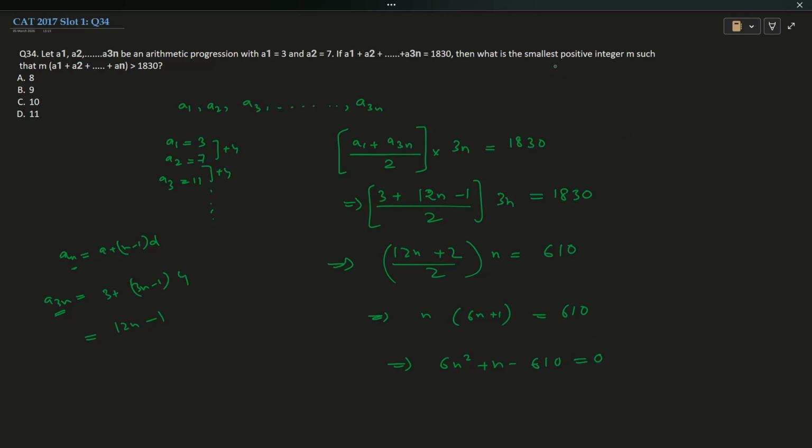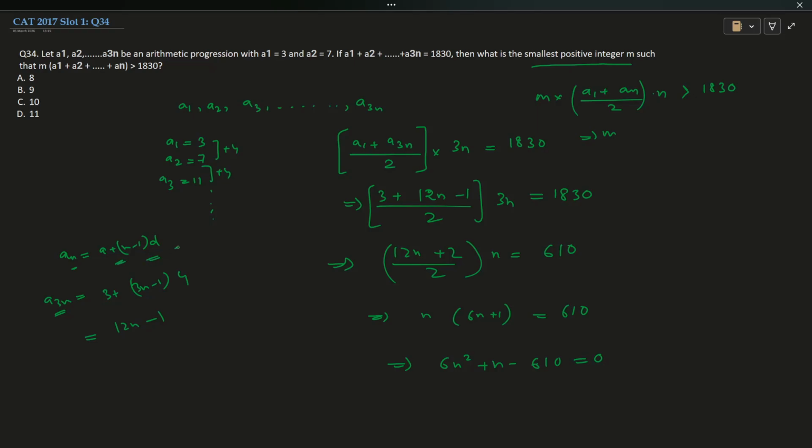So what do I need to find? I need to find the smallest positive integer m such that m into an, right? Sum of n terms of an AP, right? So it will be first term plus last term, last term is an, by 2 into number of terms is greater than 1830, right? m, first term plus last term. So this is the nth term, right?